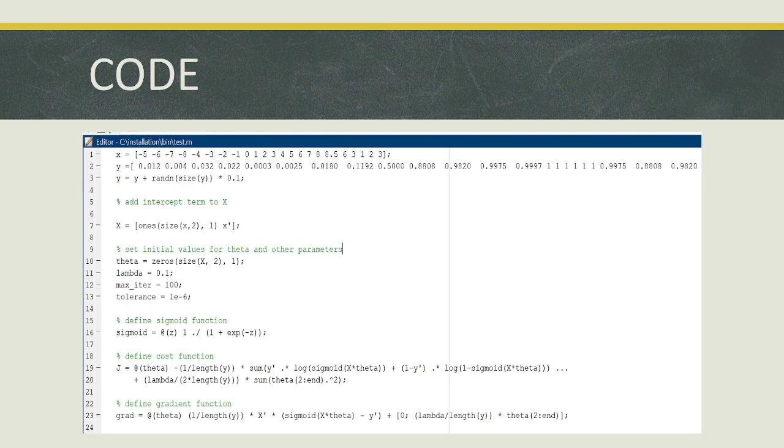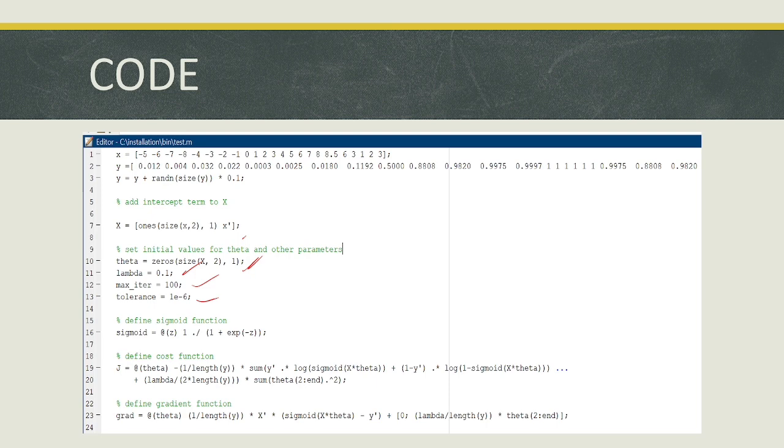This is the code that shows how Newton's method helps in finding the best fit logistic curve. We took some x and y data and also added some random noise to the data so that we can distribute the data. We added the intercept here, that is beta naught. We set the initial values of theta, that is beta naught and beta 1, and lambda, the regularization coefficient, which is 0.1. We have taken a maximum of 100 iterations with a tolerance of 10 power minus 6.